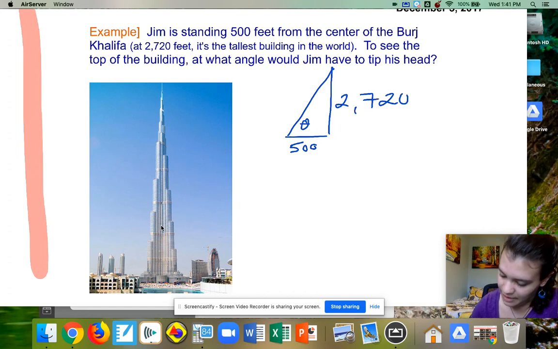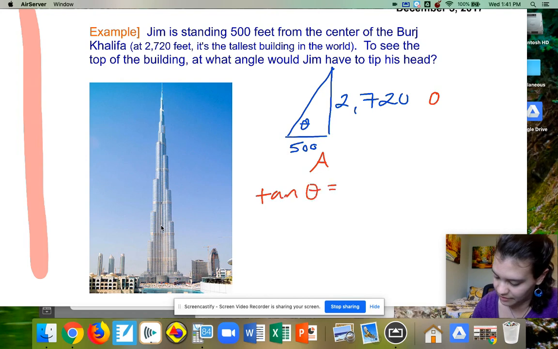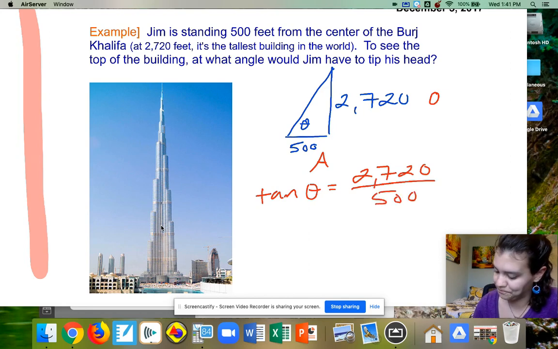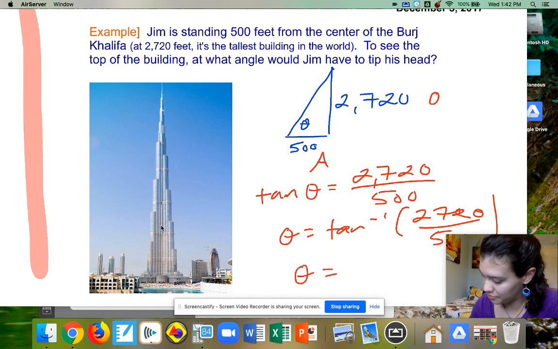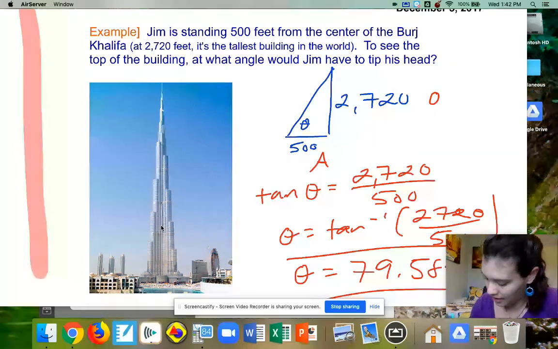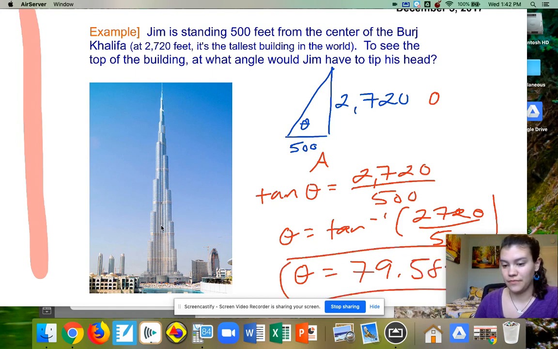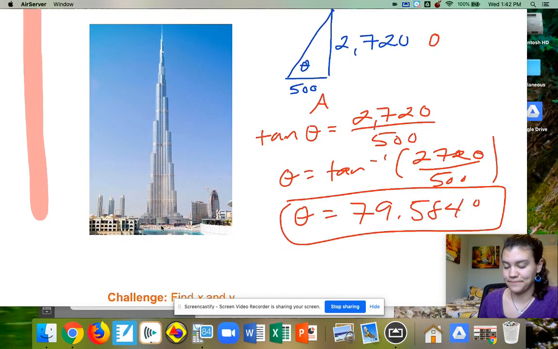So here we have the opposite and the adjacent. So we're going to do tangent of the angle equals this over 500. Take the tangent inverse. And your theta is going to end up being 79.584 degrees. Again, if you're not getting the same answer, check your mode and make sure you're not in radians.